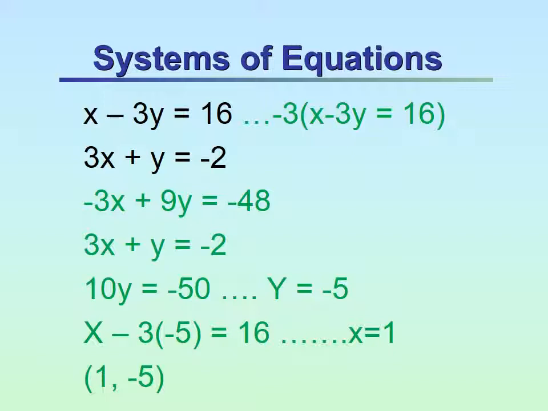And so I'm going to add those two equations together. I modified the first one, and I'm going to add the second one, and I end up with 10y equals negative 50, which means y is equal to negative 5. I'm going to plug this y equals negative 5 back into my equation. I get to pick which one. I'm going to pick the first one. So x minus 3 times negative 5, which is x minus negative 15, which is x plus 15. So I'm going to subtract 15 from both sides, which tells me that x is equal to 1, which means my answer is 1 comma negative 5.